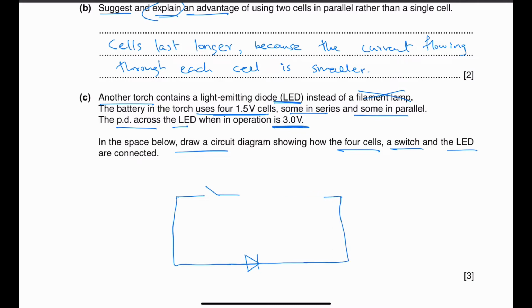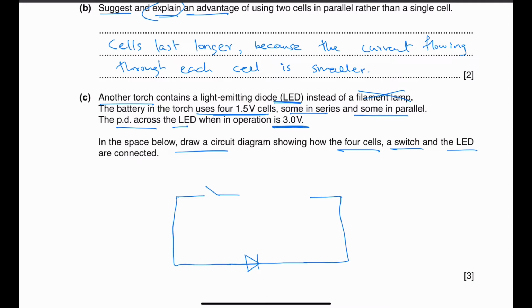So what should be the combination of the cells? Think about it. If you have 4 cells in series, that would give you an EMF of 6 volts. We don't want that. If you have all the 1.5 volt cells in parallel, that would give you an EMF of 1.5 volts. We don't want that as well.